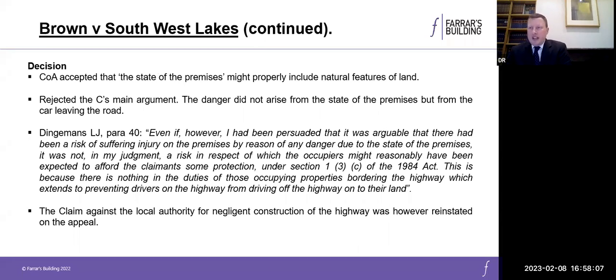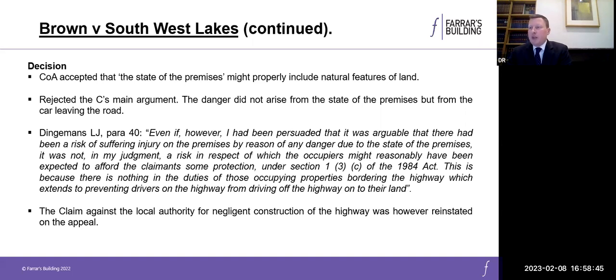Firstly, the Court of Appeal did accept that the statutory language, which is in both of the Occupiers Liability Acts, of a danger due to the state of the premises, might properly include natural features of the land, simply the geography of natural features being there. But the Court of Appeal did rather firmly reject the claimant's other arguments, because the danger which might have been there due to the state, but might have been part of the state of the premises, didn't in fact arise from the state of the premises. The danger actually arose from the car leaving the road.